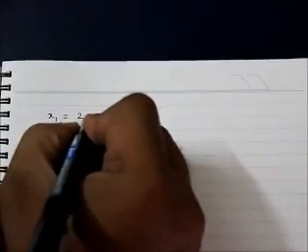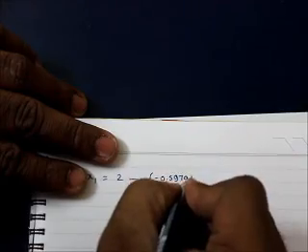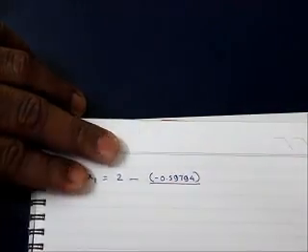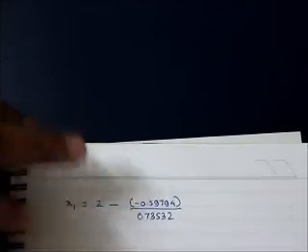Okay, to the next page, where x1 will be equal to 2 minus f(x0), which is minus 0.59794, divided by f dash of x0, which is 0.73532.